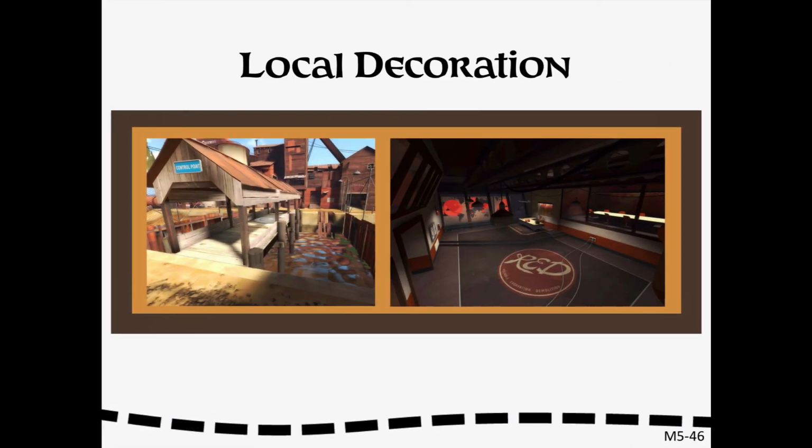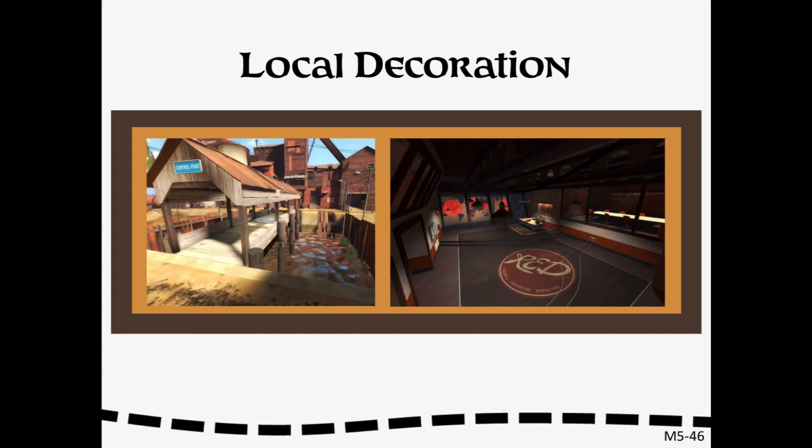Let's move from the very big to the very small. Local decoration is another common type of landmark that appears in game levels. Local decorations appear in particular parts of the level to help visually differentiate that area from anywhere else. Here's an example from the classic PC multiplayer shooter Team Fortress 2 in the multiplayer map Two Forts.